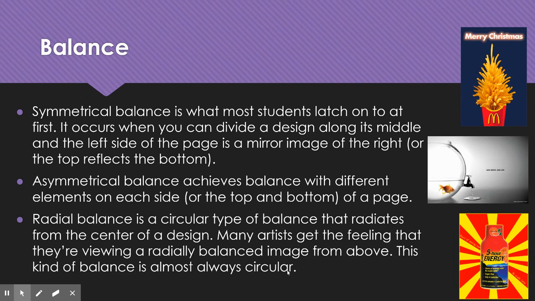And then the last one is going to be our radial or circular type of balance. And you can see with this 5-hour energy, it's clearly center heavy with radiating pieces coming out from the center, which make this have a radial balance.